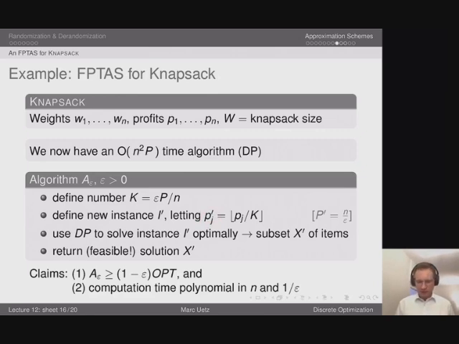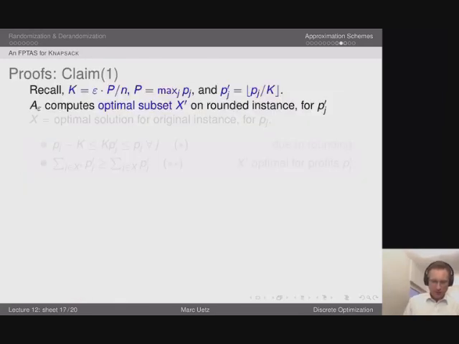More specifically, the computation time of the dynamic programming algorithm was dependent on the maximum profit value. And now if I look at the maximum profit value of this new instance, by choice of the scaling parameter k here, this maximum profit value is now small. It's now just n divided by epsilon, right? And that will make sure that the computation time will actually be a true polynomial in n, the number of items, at the end. Now, having done all that, the actual proof of these two claims is very simple. So let's have a look.